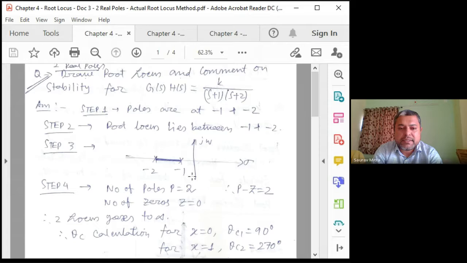So draw the j omega axis, -1 and -2, and draw these two poles. Why have I darkened it? How can I darken it? Or what is the logic behind darkening it? The logic is we have to test whether there is any root locus on this point.